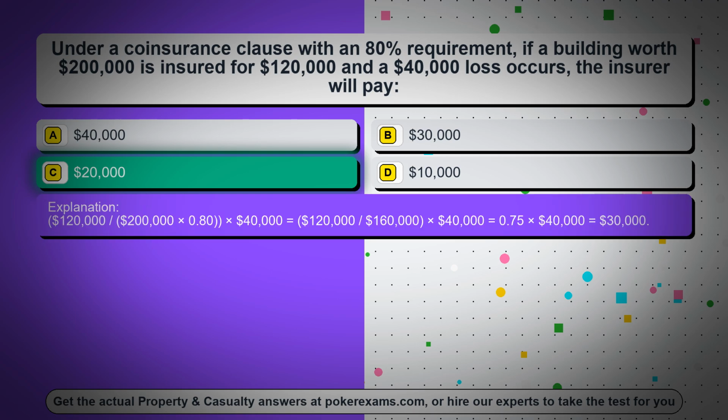$120,000 / $200,000 times 0.80 times $40,000 equals $120,000 / $160,000 times $40,000 equals 0.75 times $40,000 equals $30,000.